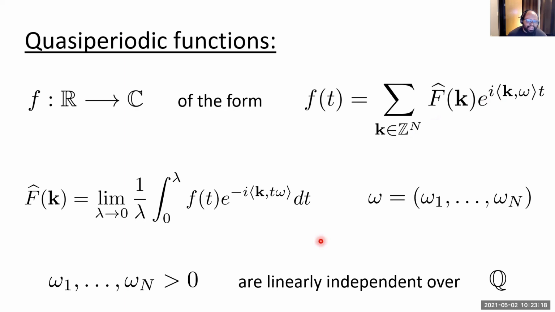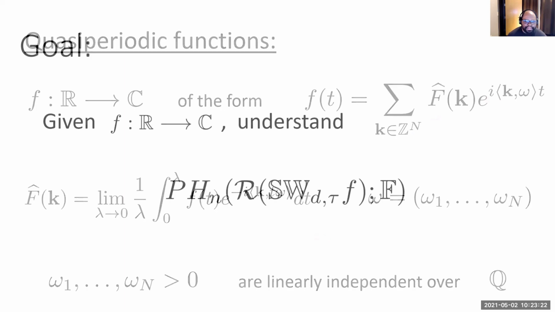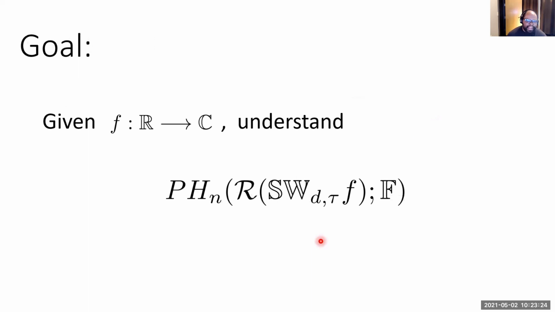The main goal of the paper and a lot of the work that came after this was very simple, right? We just want to understand the persistent homology of the Rips filtration on the sliding window point cloud. And by understand, I mean really get a hold of how the bars depend on the field, how they depend on the dimension D, how they depend on tau, the delay parameter, how they depend on F, right?